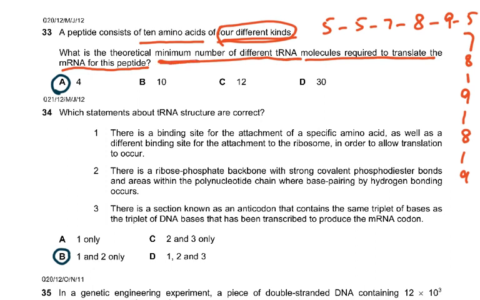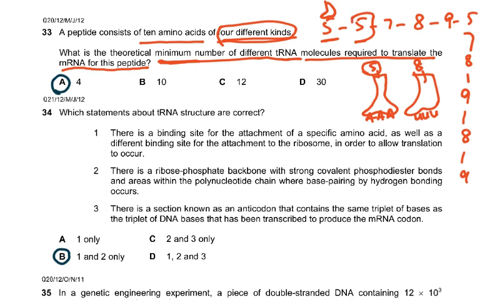Minimum tRNA. So there will only be 4 tRNAs, because the tRNA which brings number 5 will always bring 5, and it will again bring 5 each time. So there will be 4 different types of tRNA. This is probably AAA, and then there's another one which is UUU, which always brings number 8. The same numbers are being repeated.